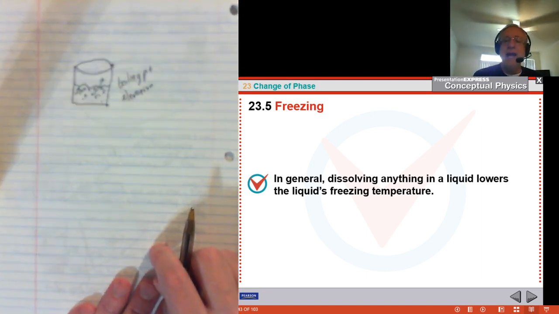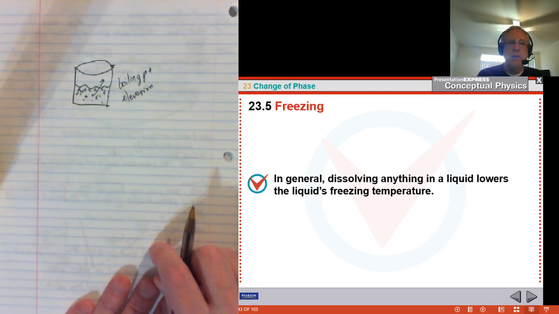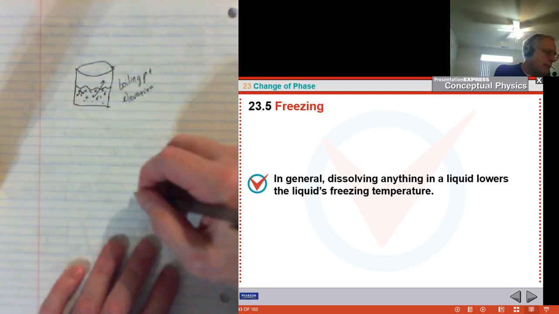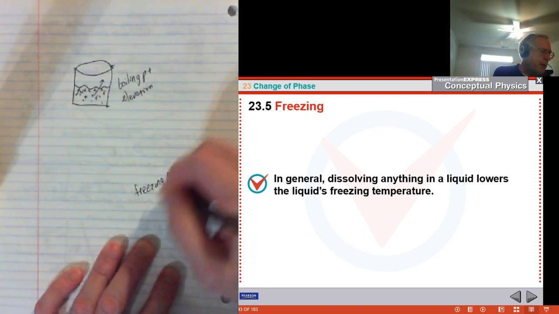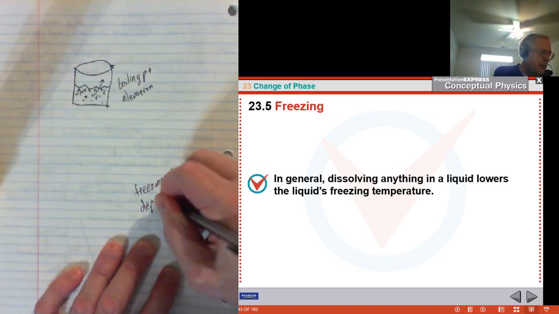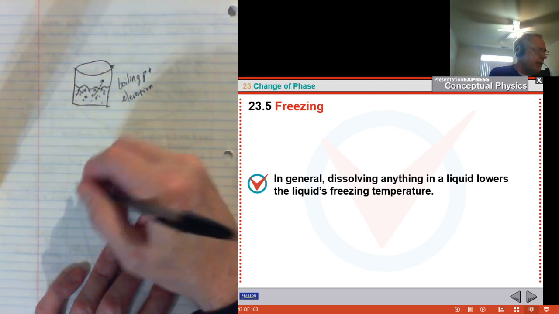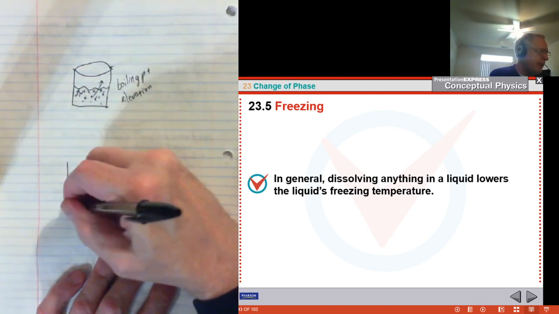Now, likewise, you have what we call freezing point depression. So let's say I have this same vial.